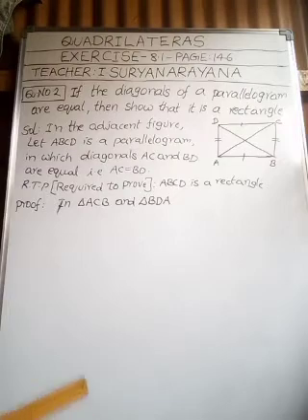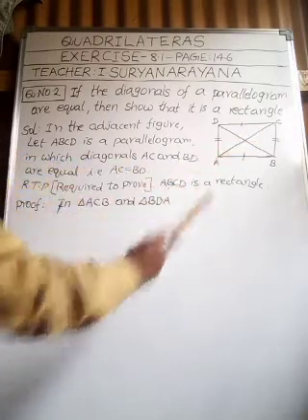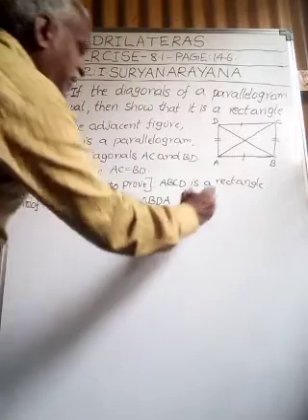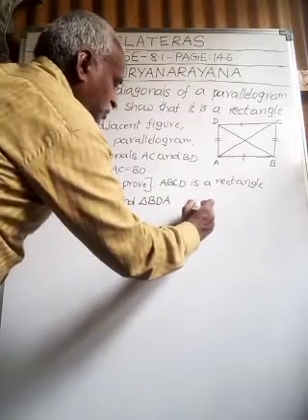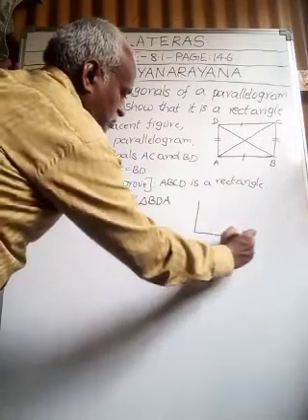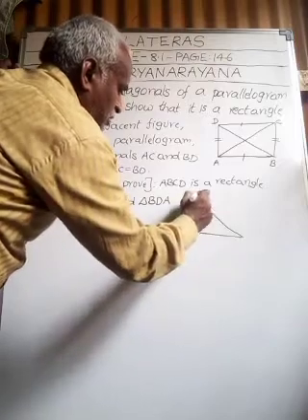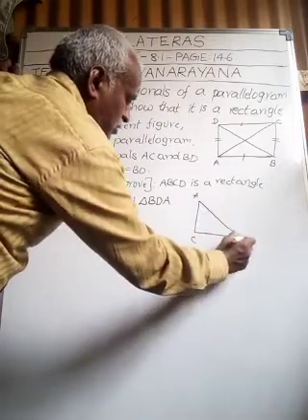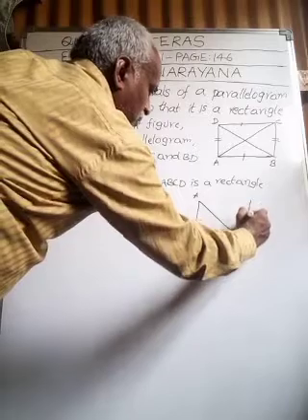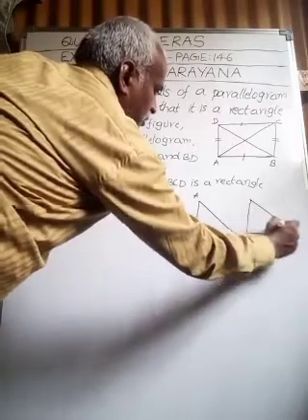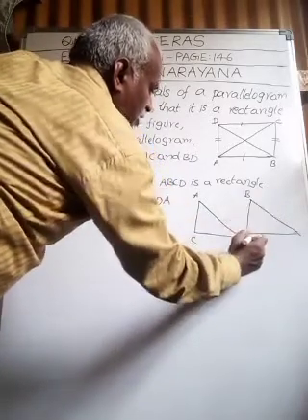Okay, my children. Now, let us draw these two triangles, triangle ACB and triangle BDA.